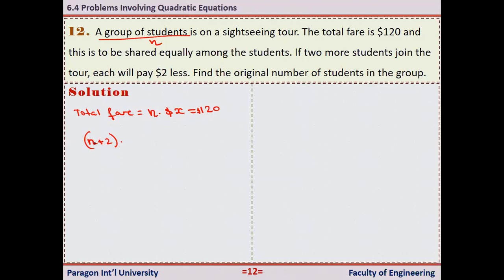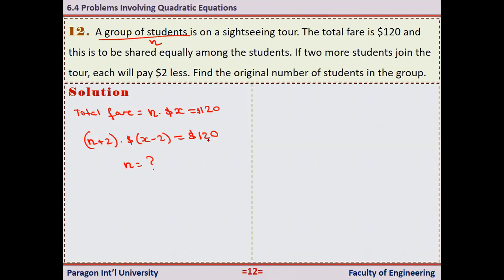Actually, the cost and the number of students are inversely proportional to each other. So if we have more students, then each student pays less. By how much? By $2. That is X minus 2, and still the total cost is $120. So find the original number of students in the group. The question is, what is N?